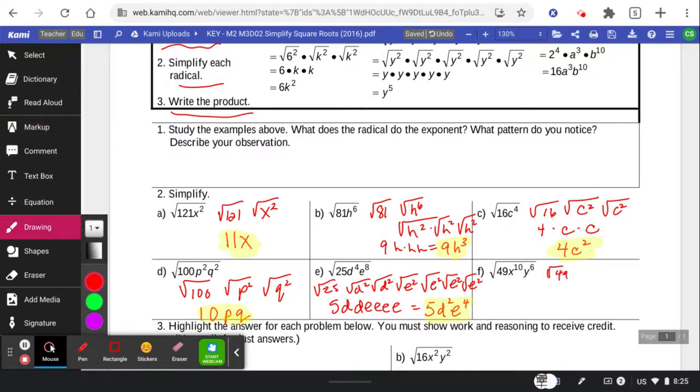Square root of 49. Let's break down that x to the 10th. And that gives us 7. 1, 2, 3, 4, 5. 1, 2, 3.